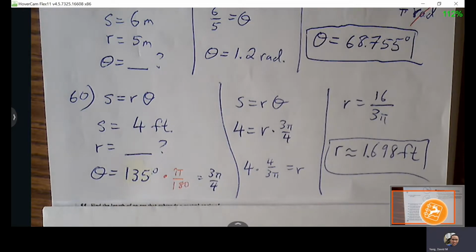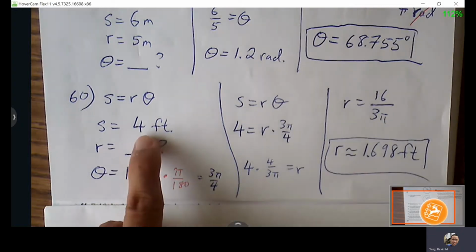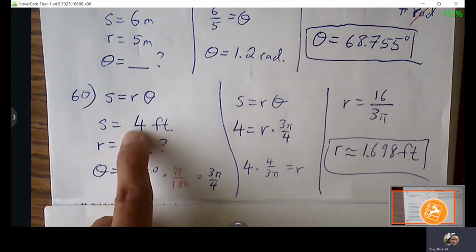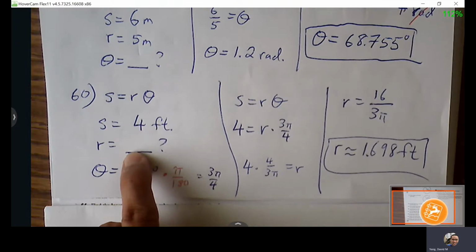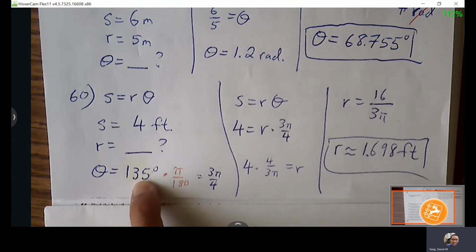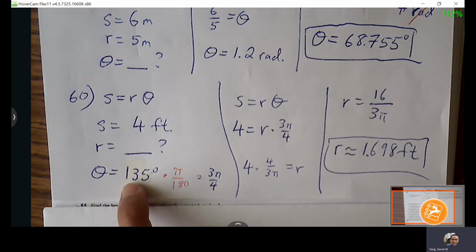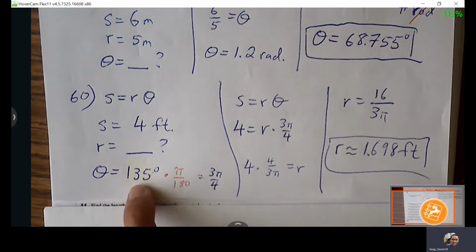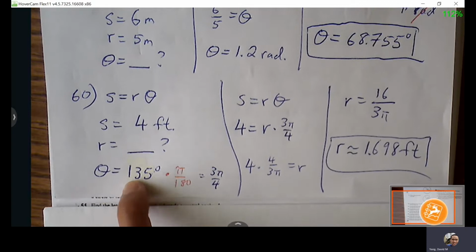All right, number 60 reads, find the radius of a circle if an arc length of 4 feet. So they give us arc length, we know that's variable s, on the circle. Find the radius, so we know we're looking for r. Central angle, 135 degrees. So this is our theta, but it is not quite in the unit that we need. So we gotta get this in terms of radians.